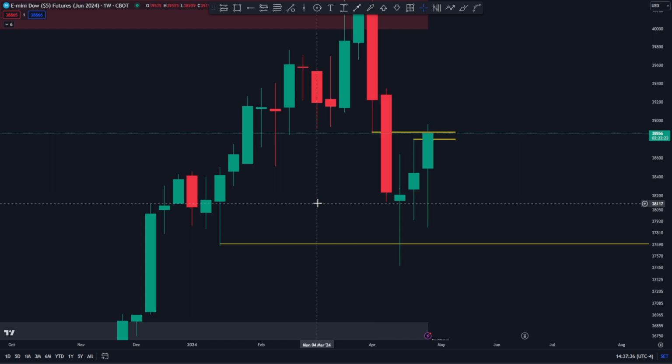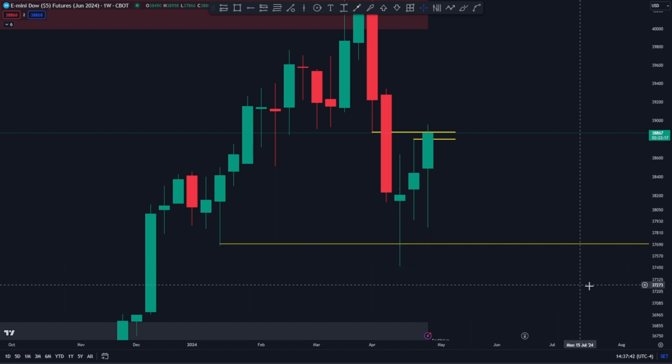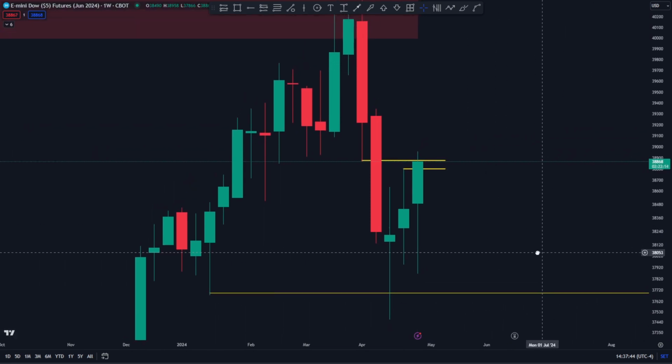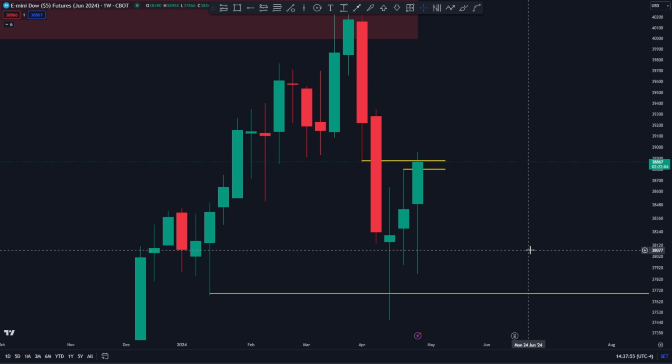we've got external range liquidity here, taken out by this candle here. So where are we going to target next? We're going to target internal range liquidity. What is internal range liquidity? Internal range liquidity is defined as fair value gaps, i.e. imbalances in the market. FVGs is what I call them.